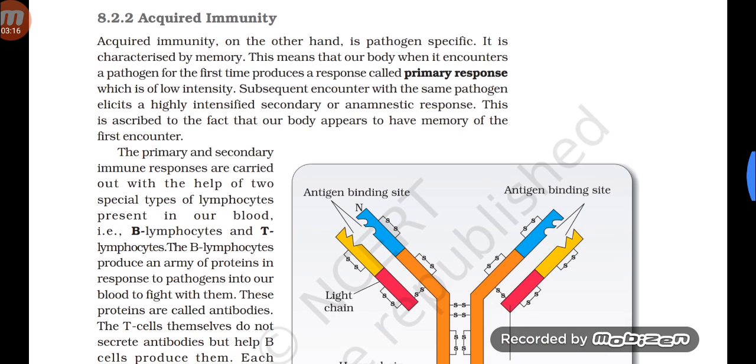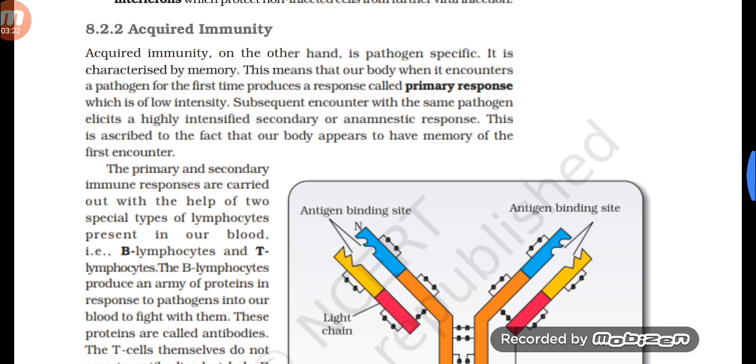So what is acquired immunity now? We talked about innate immunity, and the second one is acquired immunity. Acquired immunity, on the other hand, is pathogen specific. It is characterized by memory.